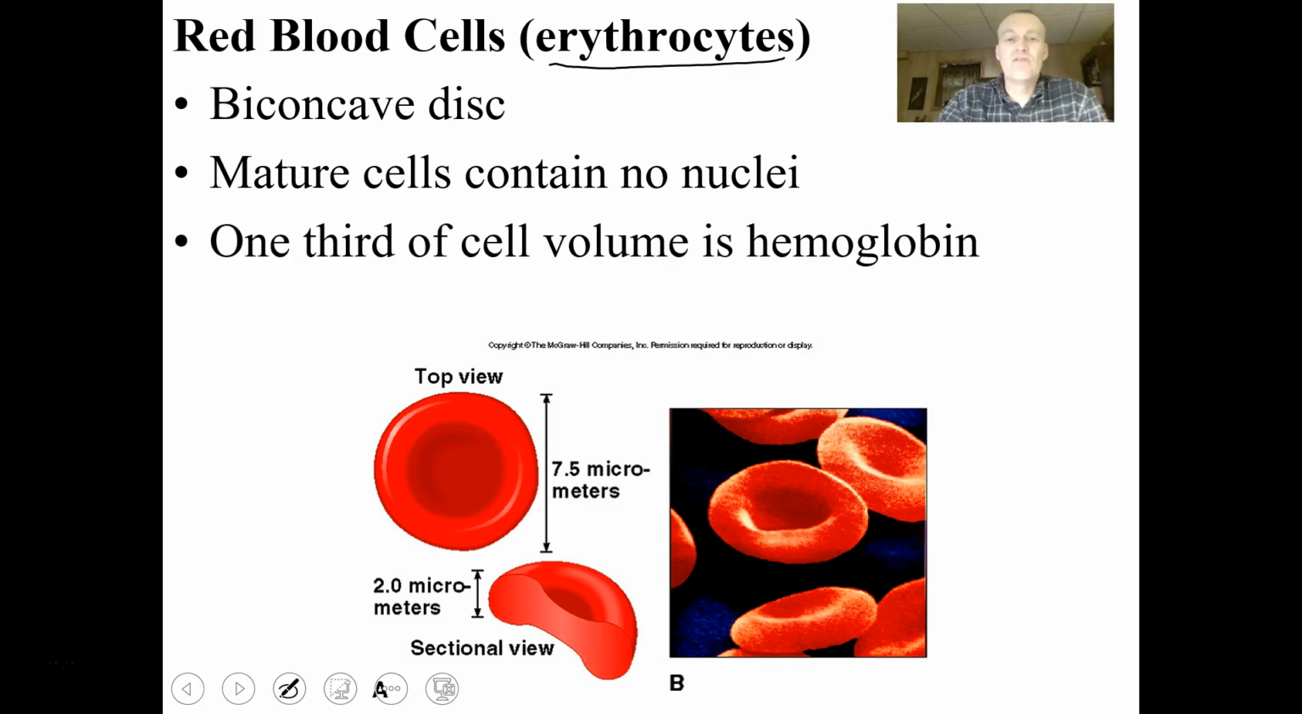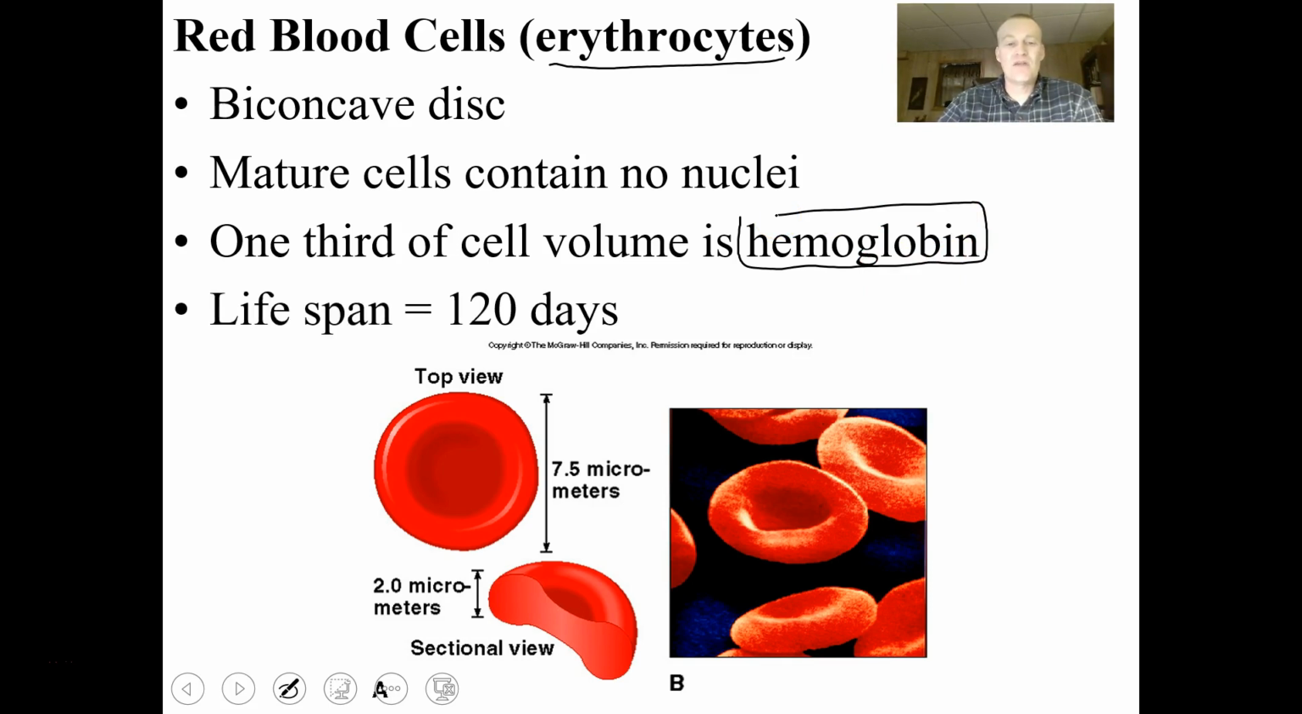One third of the volume of a mature red blood cell is going to be a protein called hemoglobin. This will be the oxygen carrying protein that red blood cells are known for. And it has a lifespan of somewhere around 120 days. They're not super big cells. If you look at them, they're about 2 microns wide, 7.5 microns in diameter.